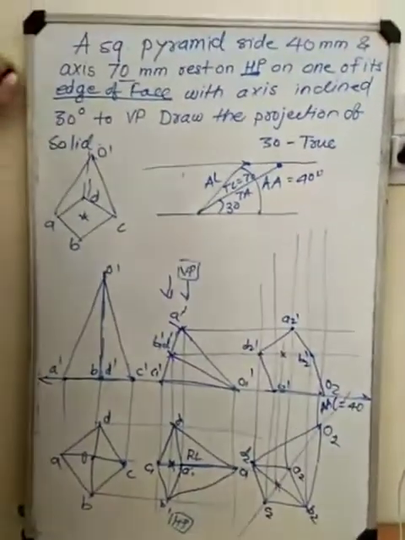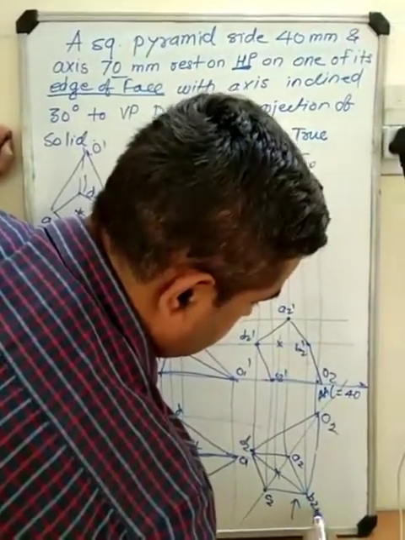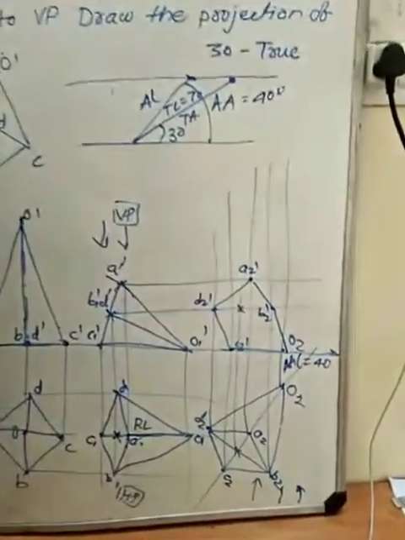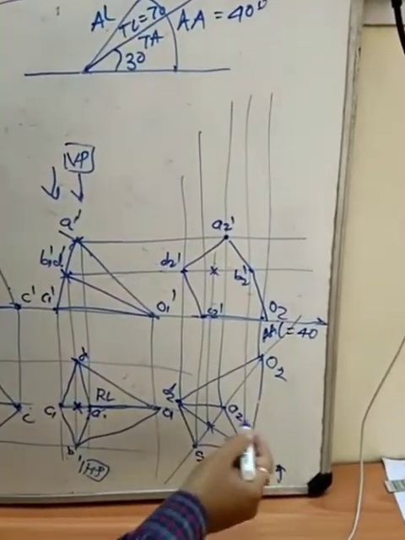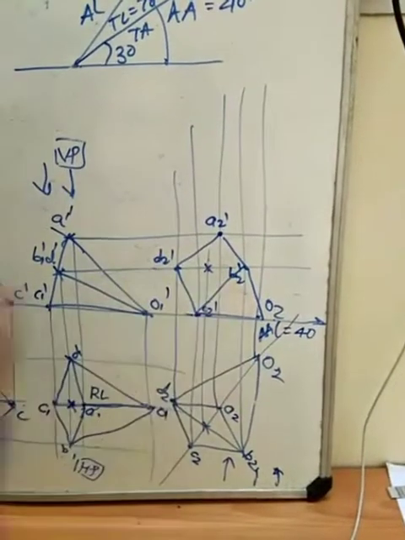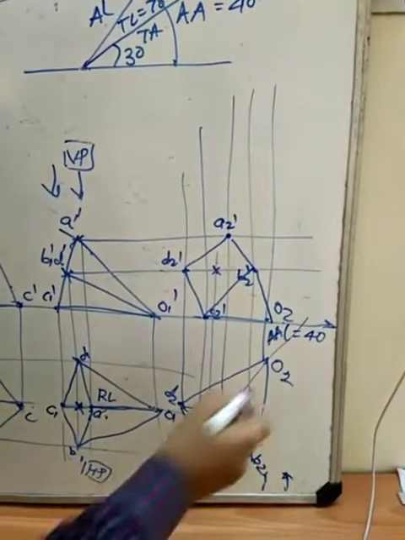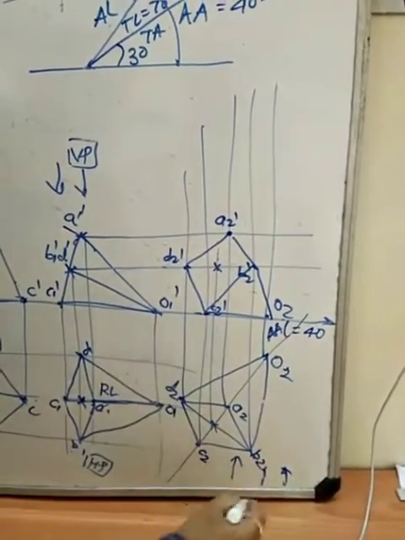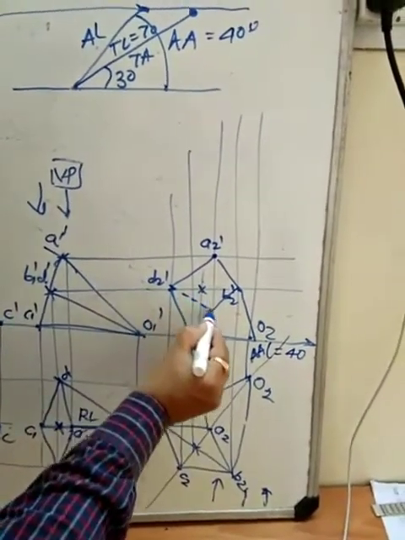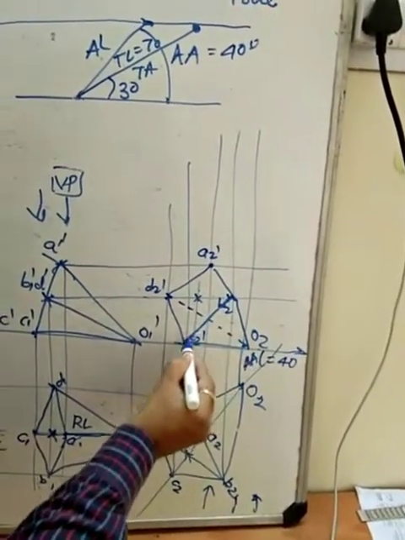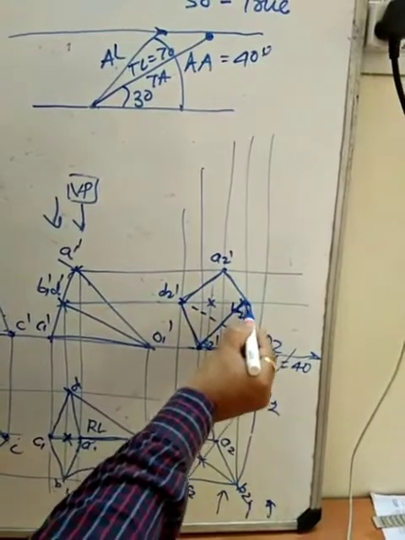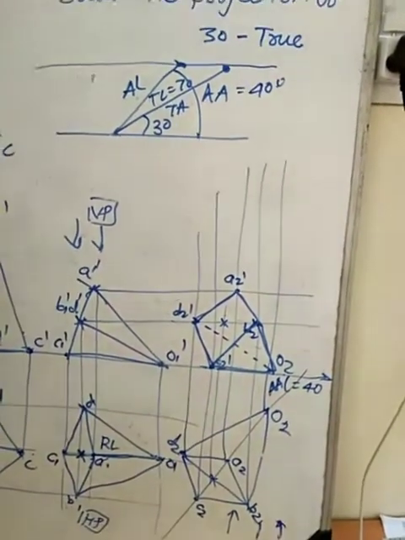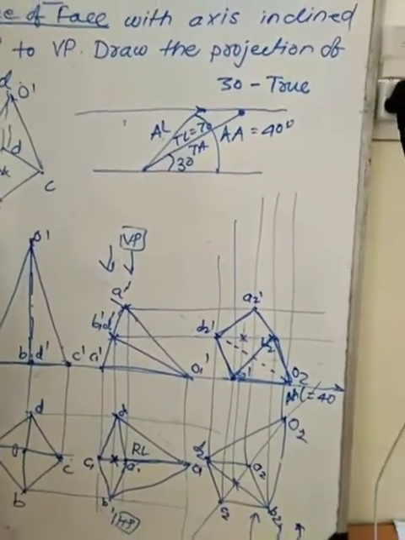Now observe this solid from the opposite view, from this direction. As CB is dark, so this is dark. What about DO? DO is not visible from this direction, that's why it is dotted. So this is your projection of solid. This is your final answer.